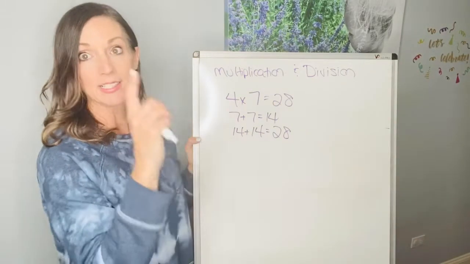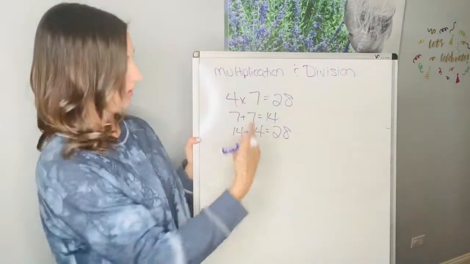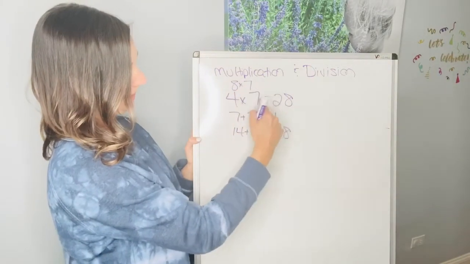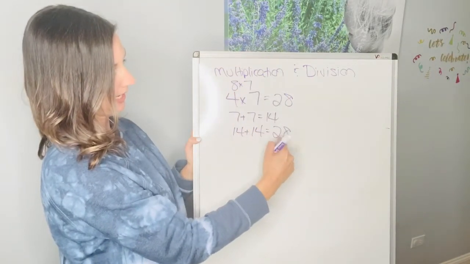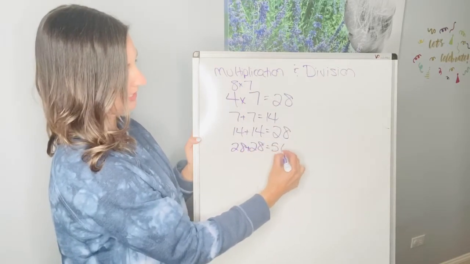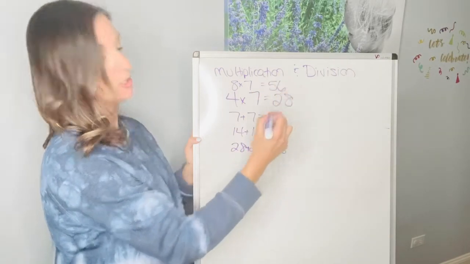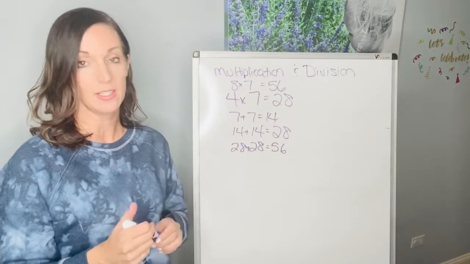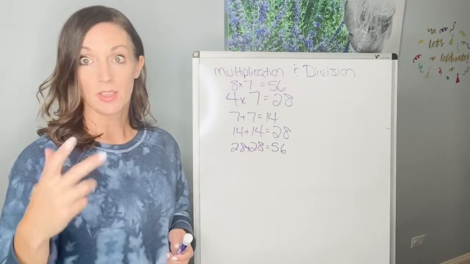Then for 8s, it's double the double the double. So 8 times 7 would be double 7 is 14, double 14 is 28, double 28, and you're going to get 56. So that's the tricks for the 4s and the 8s. Double the double, double the double the double.